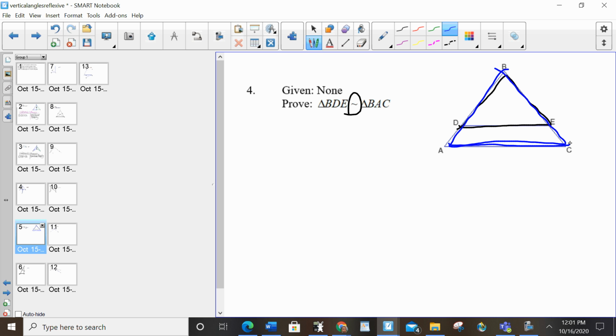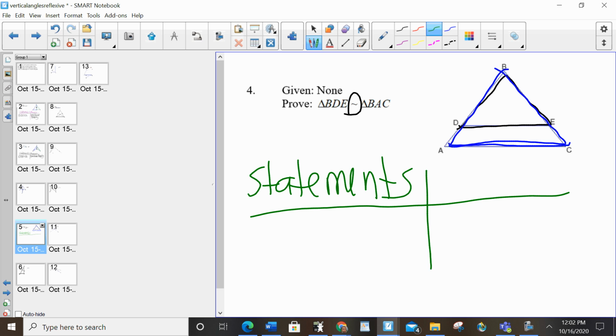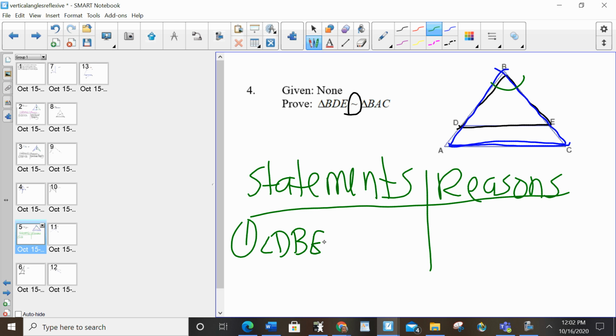I'm looking for a side or an angle that's in both triangles. I see it. A side or angle that's in both the blue triangle and the black triangle. Angle B is in both triangles. Angle B is an angle of the blue triangle. Angle B is an angle of the black triangle. So I state angle DBE is congruent to angle DBE, and the reason is reflexive property.